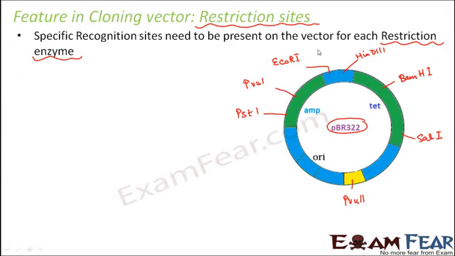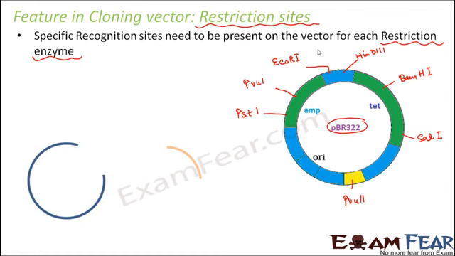If you cannot cut the vector, then obviously your vector will not be able to combine with the foreign piece of DNA. So recombinant DNA will not be able to form. So for the formation of recombinant DNA, it is very important that your vector can be cut at a specific location. And for that, it is important that restriction sites are present on your vector DNA, so that the DNA scissors can be active and they can do their job.